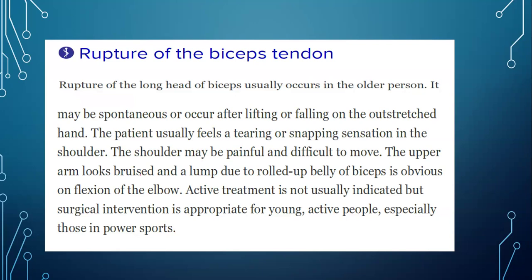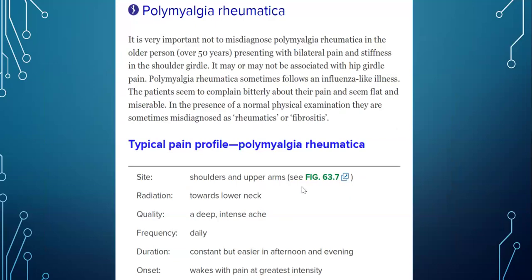Rupture of the biceps tendon. Sometimes a patient can have, let's say someone just pulled or lifted a very heavy object, and they can feel a sudden tearing sensation in their shoulder or biceps tendon. Immediately the shoulder and the biceps will be difficult to move and painful. And you can even see a rolled up belly of the biceps. So it will look something like this.